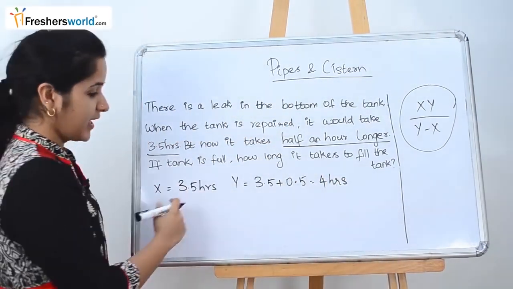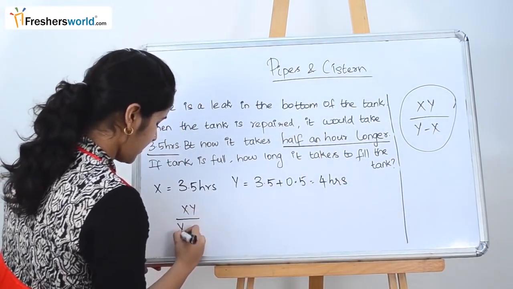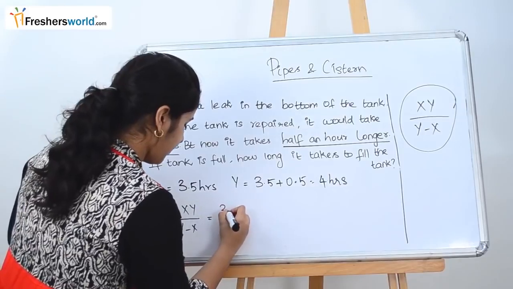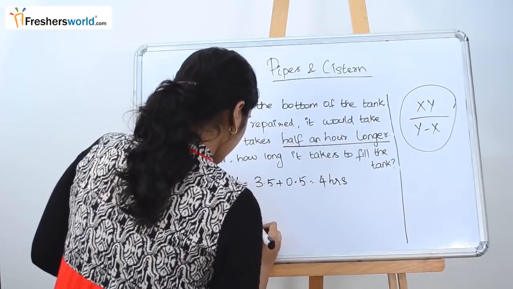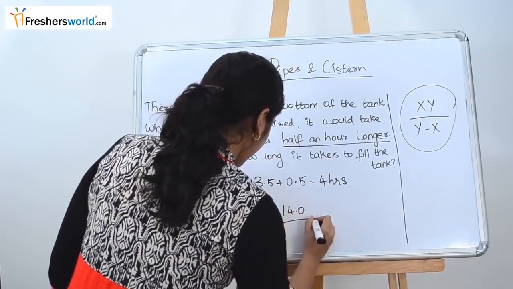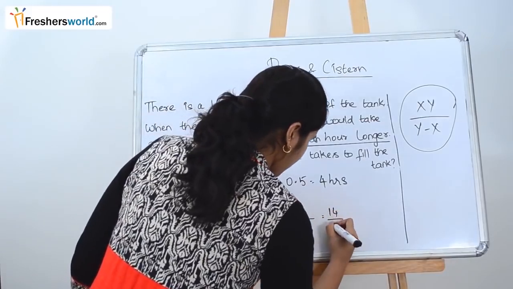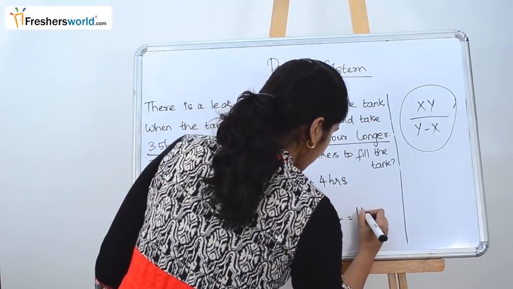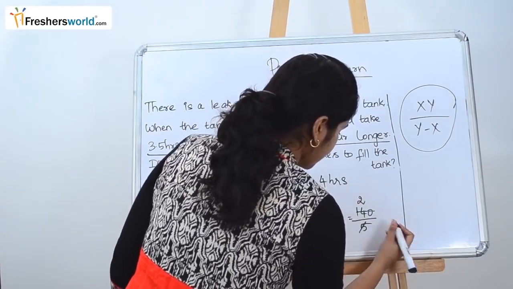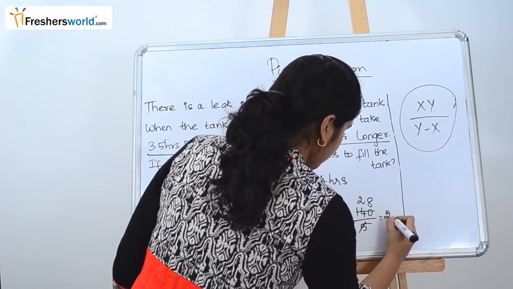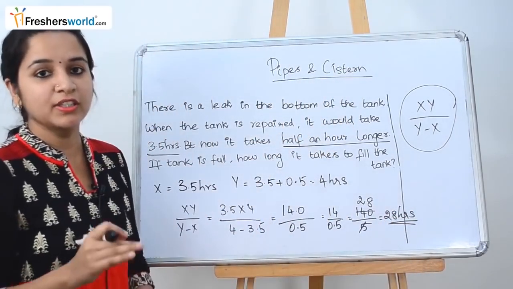So you know x and now you know y, and we use them in the formula xy by y minus x. So 3.5 into 4 divided by 4 minus 3.5. 3.5 into 4 is 14.0, divided by 4 minus 3.5, which is 0.5. So 14 by 0.5 can be rewritten as 140 by 5, which is 28. So it takes 28 hours to empty the tank.